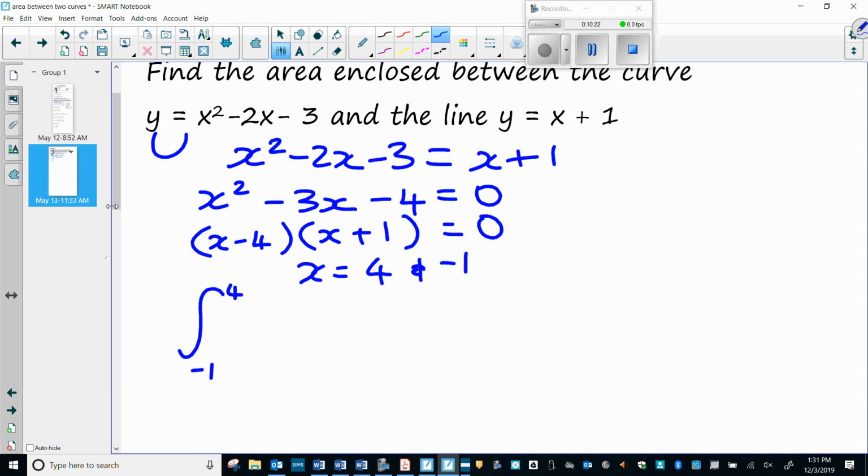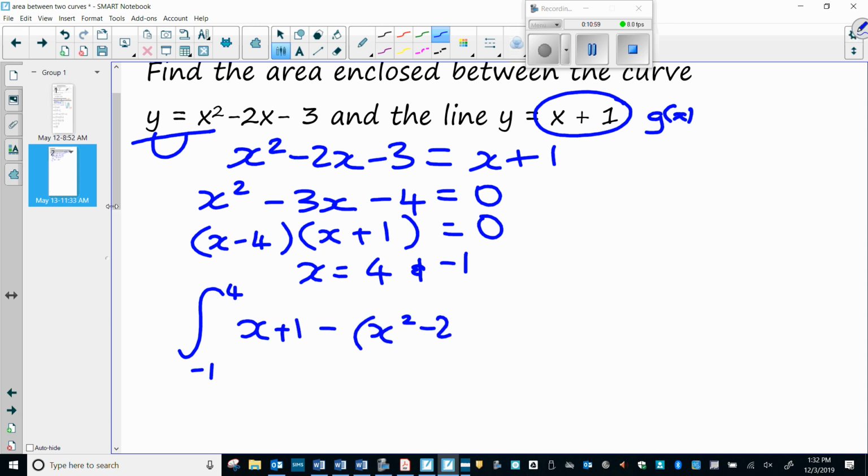Straight line, yes. Now, if there's an area between them, what does that mean? Remember, it's y equals mx plus c. So if there is an area between them, is my line going to be underneath here? No, it's got to be up here, yes? So that means that this is going to be our g(x). So we're going to have x plus 1 subtract bracket x squared minus 2x minus 3, dx.